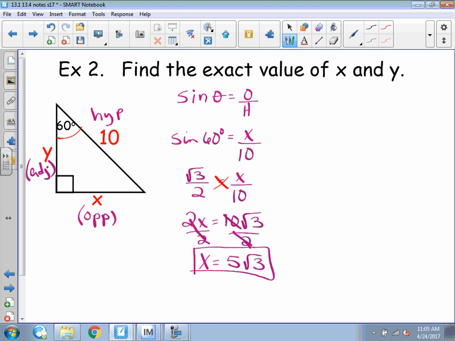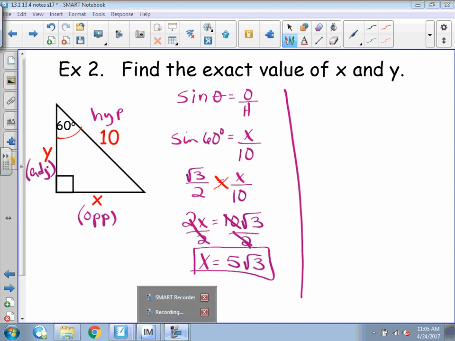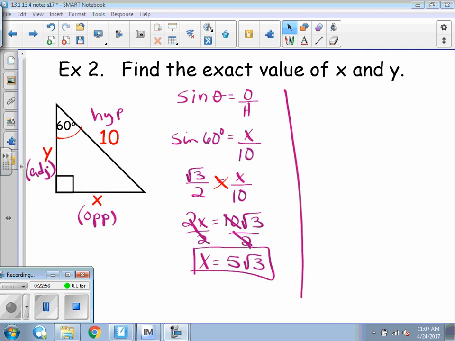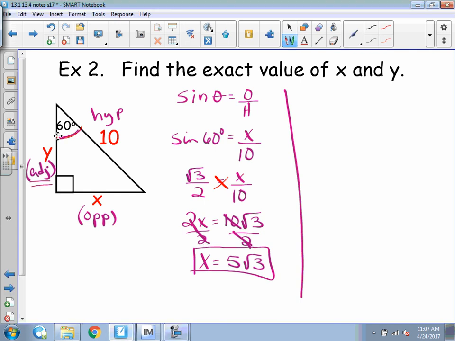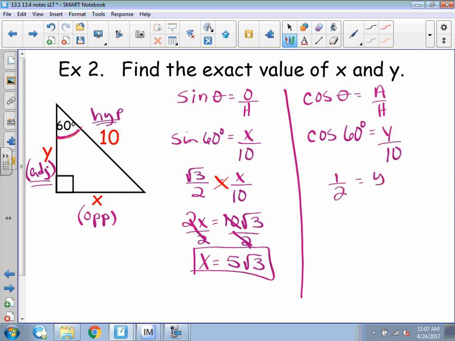Okay? I want you to find y using the same method, not Pythagorean theorem. All right, so in reference to 60 degrees, we have adjacent, and we want to use what they give us. So that's cosine. So cosine of theta is adjacent over hypotenuse. So cosine of 60 degrees is y over 10. Cosine of 60 degrees is what? 1/2 equals y over 10. So we cross multiply, 2y equals 10.